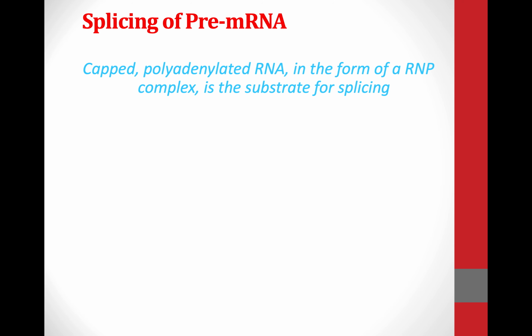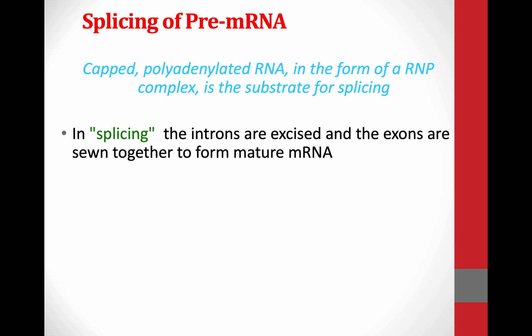So capped polyadenylated RNA in the form of RNP, or ribonucleoprotein complex, is the substrate for splicing. Now, the term splicing means that it is excised or cut, and the exons are then sewn together to form mRNA. The term is sewn, but it's actually ligated, simply said. So splicing occurs only in the nucleus. It cannot occur in the cytoplasm, so everything needs to be done before it is transferred to the cytoplasm for translation.